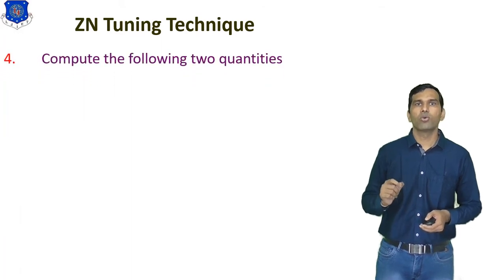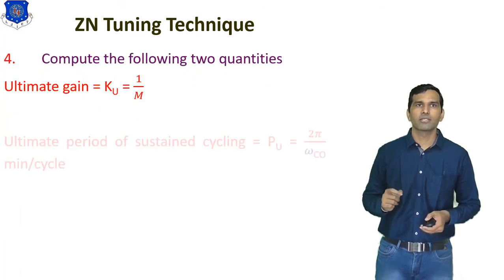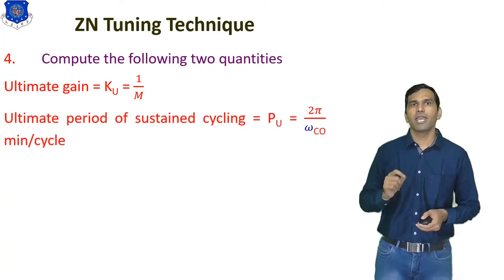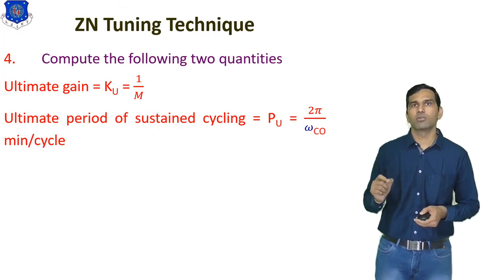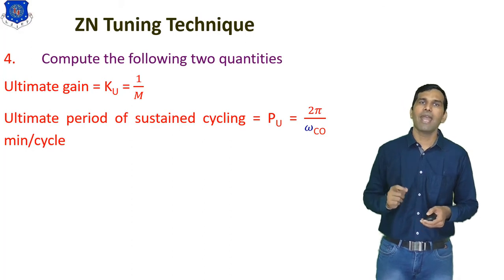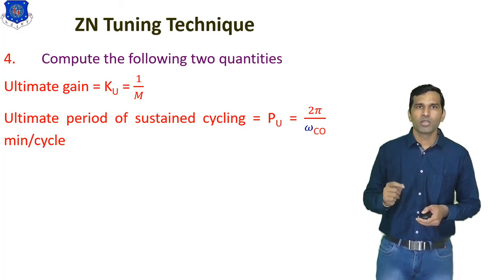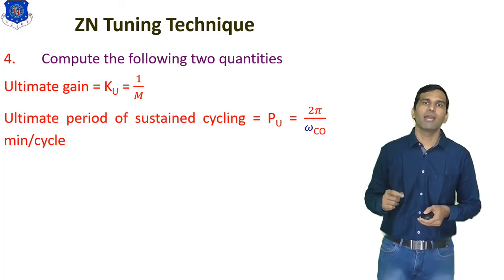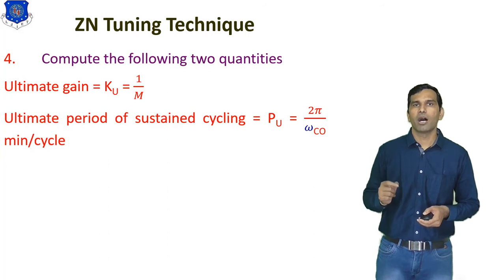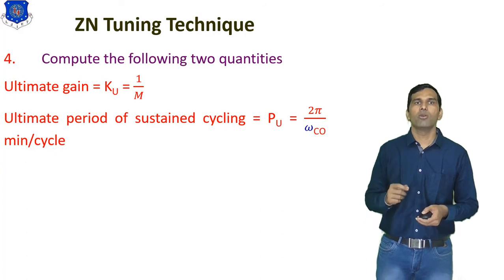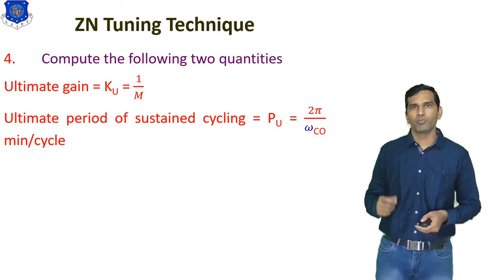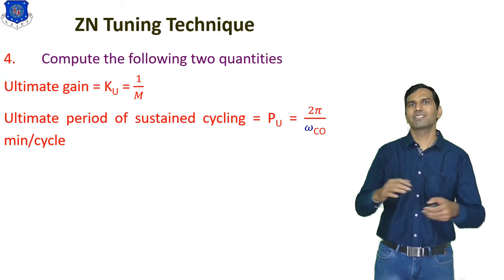Compute the following two quantities. First is the ultimate gain Ku. We can compute it using the equation Ku equals 1 by M. We already know M. Then the ultimate period of sustained cycling, Pu, we can get using the equation 2 pi upon omega c. So this step is to compute the values of Ku and Pu. Now the procedure is complete.